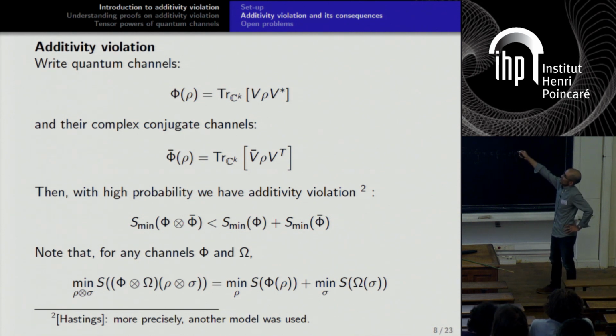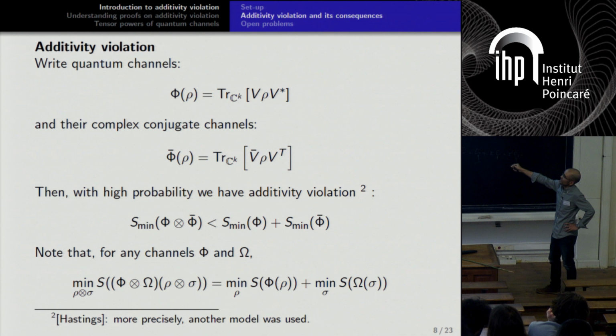So suppose, as I showed, a quantum channel is written this way. The input is embedded into a larger space, which is a bipartite system, and we take a trace over just one space. And here we take the complex conjugate of the channel, which is defined by the complex conjugation of this isometry. And then if we take this V random, with high probability we have this violation.